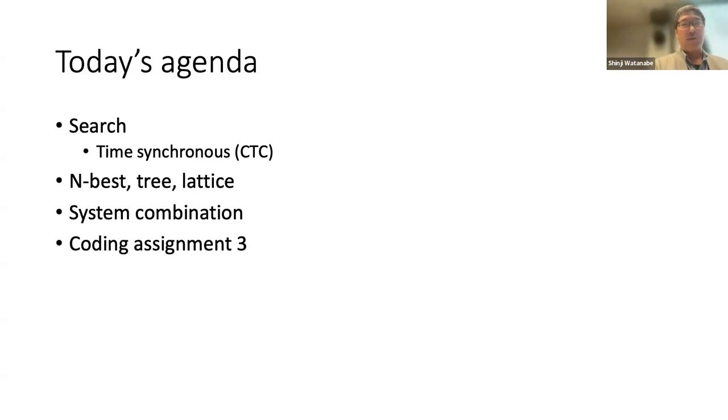And if I have more time, I will also explain the representation of the hypothesis in speech recognition, which is very important in many applications. So I will explain the N-best, tree, and lattice. And the last one, again, if I have time, I will also explain system combination. This is also quite often used in speech recognition. And then today we will release the coding assignment.